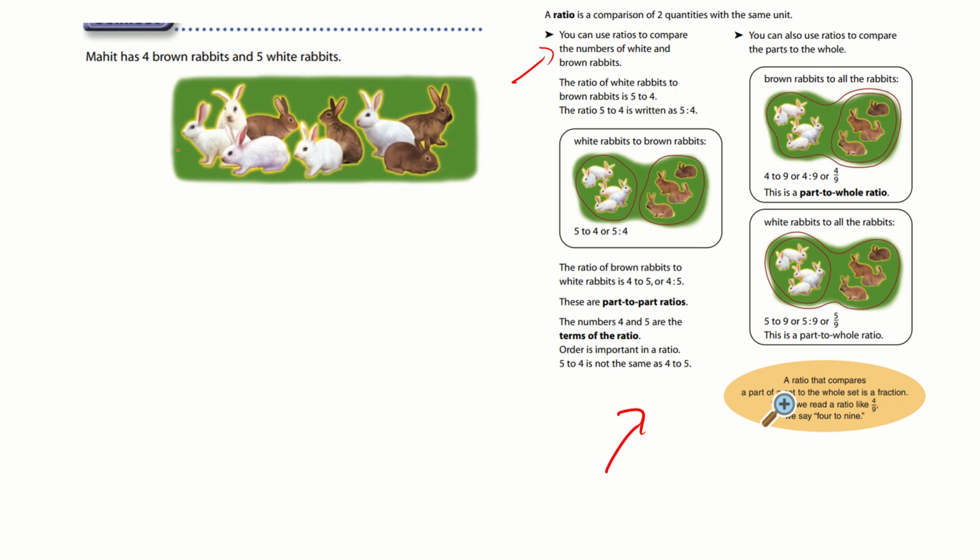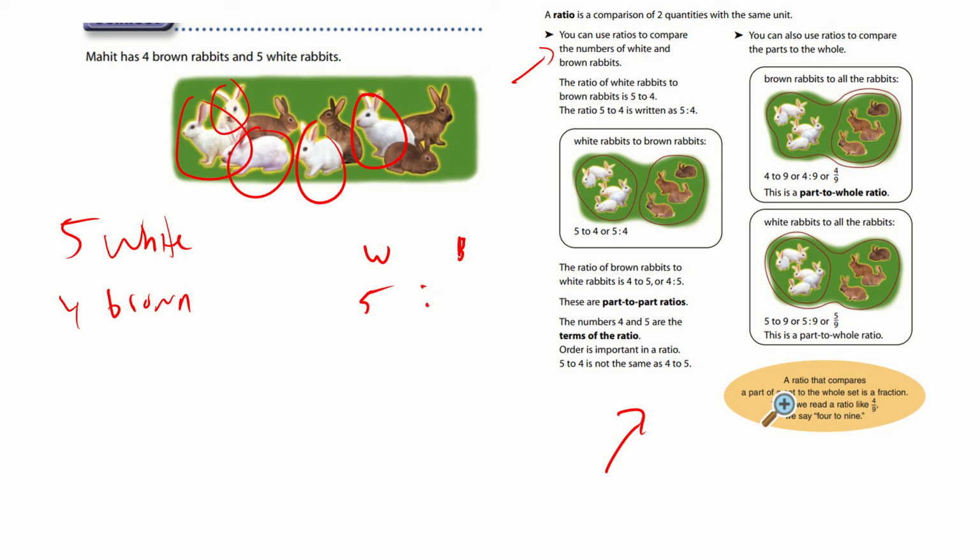Looking back over here, we have 1 white rabbit, 2, 3, 4, 5. I'm gonna write that somewhere. 5 white. Then I have 4 brown rabbits. So, the ratio of white rabbits to brown rabbits. Now that I know my data, my numbers, what I need to do is write a ratio. It says white rabbits to brown rabbits, so I'm going to write W and B here. Now I'm going to look at how many white rabbits there are. Well, there are 5. And I'm going to put a colon this time because that means the same as "to" in this case. And brown rabbits, we have 4.